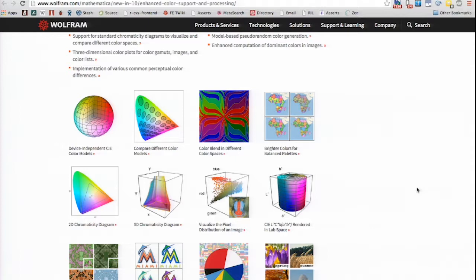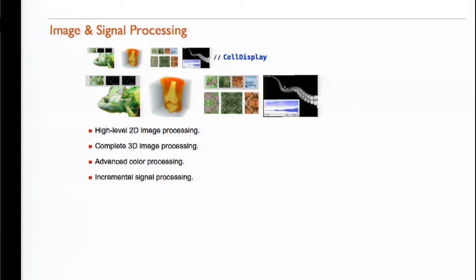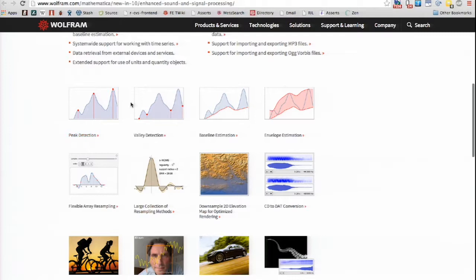Lots of things that, you know, even though there isn't super much in signal processing this time around, peak detection is really, really useful. You actually want that a lot, you know.